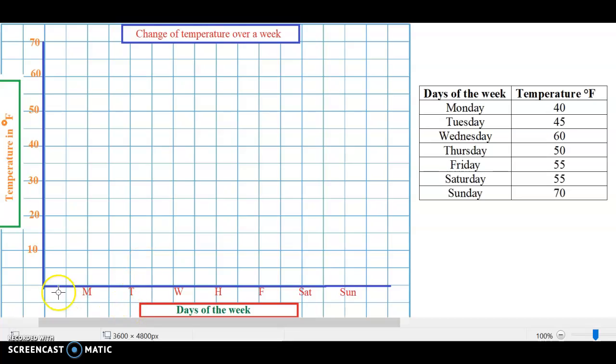Next, we have a horizontal or side-to-side line. We call this line x-axis. In our graph, x-axis shows days of the week. We have another line, this time a vertical line, that we call y-axis. Our y-axis shows temperature in degrees Fahrenheit.